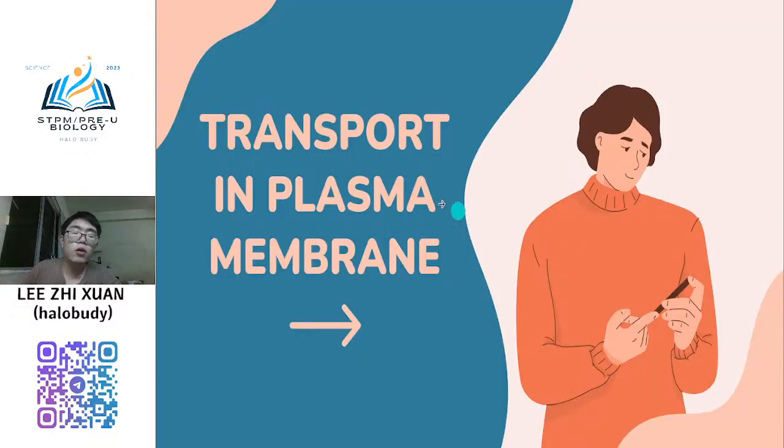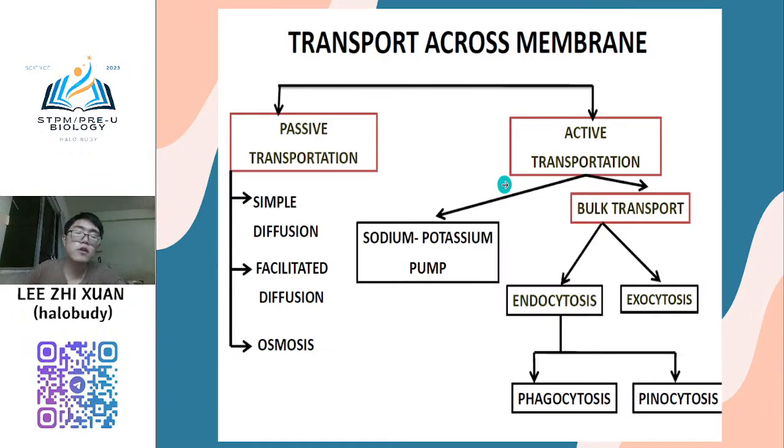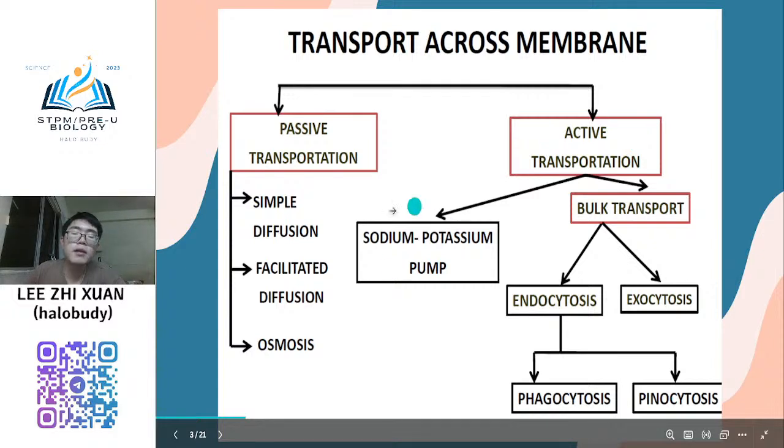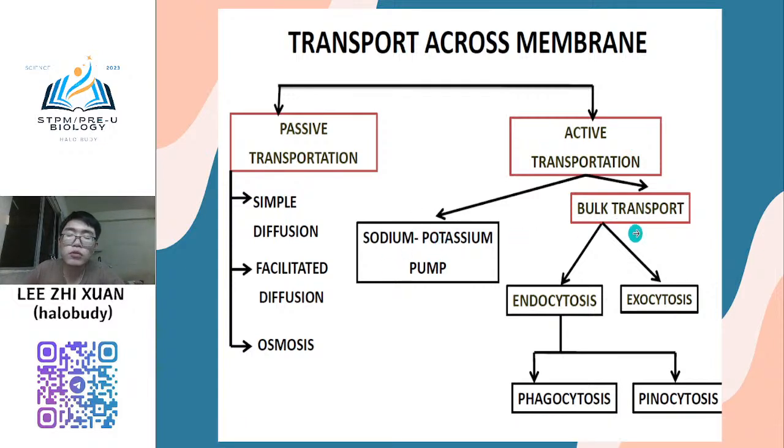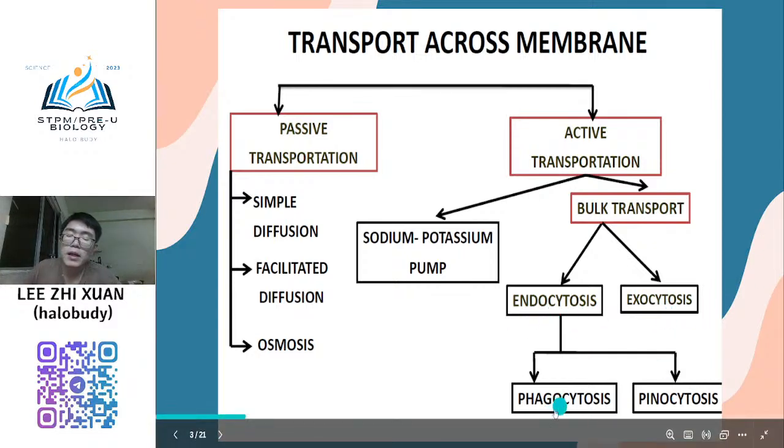For transport in plasma membrane, when we talk about the transport of plasma membrane, we have two main types of transport, passive transport and active transport. Passive transport normally includes simple diffusion, facilitated diffusion and osmosis. Active transport, the most famous is the sodium potassium pump. And then we also have to learn bulk transport. Maybe this one is new to you, but actually you already learned about endocytosis and exocytosis. And then we have phagocytosis, pinocytosis, and another one, receptor-mediated endocytosis. We will learn this one by one.